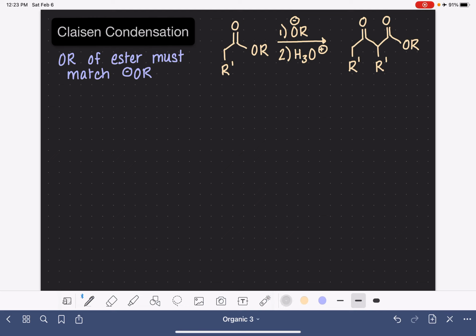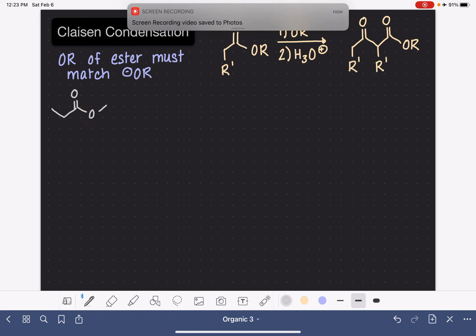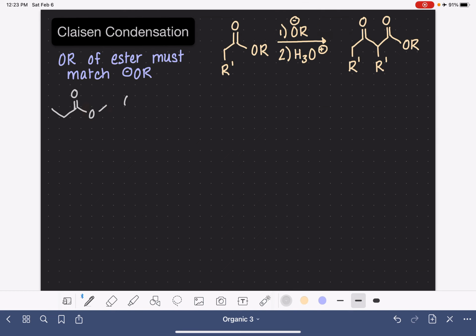Let's draw the mechanism of this reaction. I'm going to use a pretty simple ester for the mechanism. And because I'm using a methyl ester, I've got an OCH3 group here. That means that the base that I want to use for this reaction is methoxide, OCH3-. Again, that's because I need to match my base with the OR group of the ester.